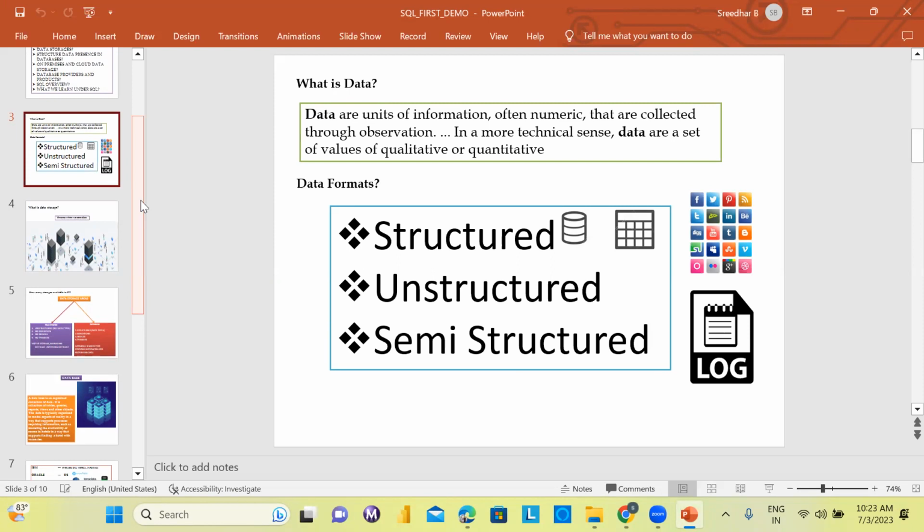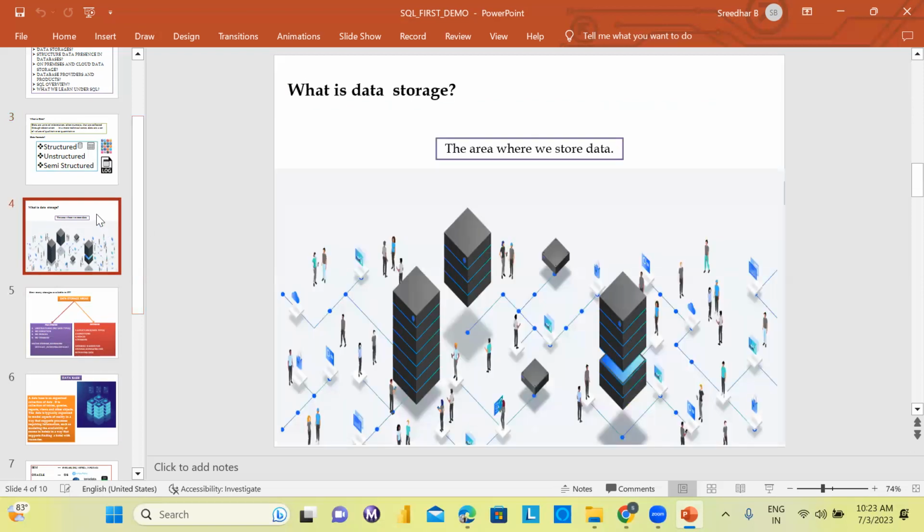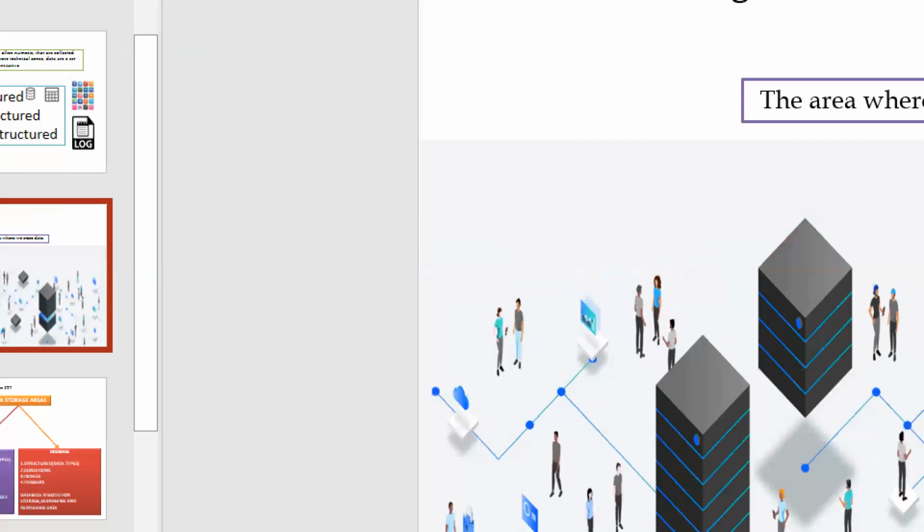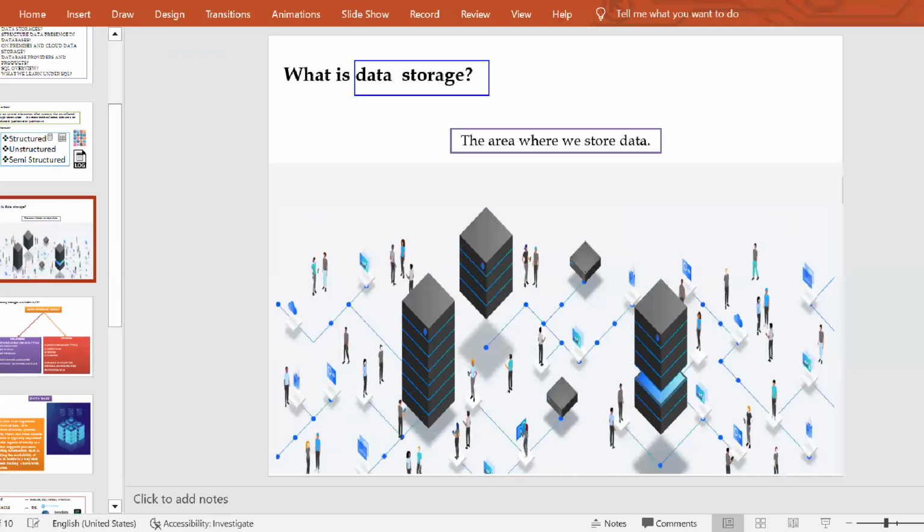If the data is not stored, then we can't say what happened. If we don't know what happened, then we can't estimate what needs to happen. Whatever the format, if we require it, it should be stored somewhere. That storage area, we call it a data storage. Wherever we keep our data, that area we call a data storage.